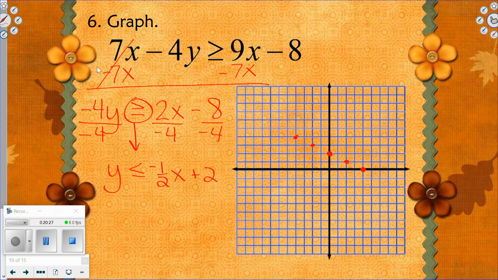Are we solid or dotted? Solid. Are we shading above or below? Below. Be careful. Make sure you're looking at your final answer because we flipped that. So it's going to be below. Good. Your negative 2, 2 works. Your negative 2, negative 2 works. 2, negative 2. How about 2, 2? No, that one didn't. Me personally, I see something like that, I'm like, yeah, the origin, 0, 0. That one works.